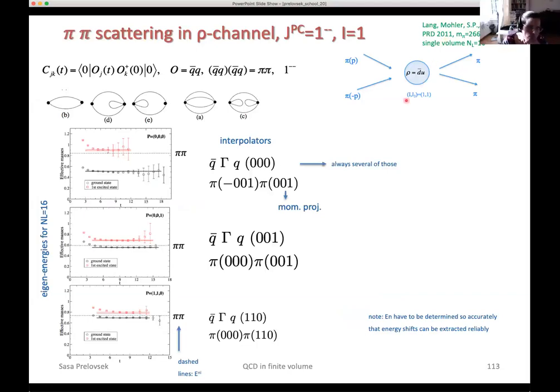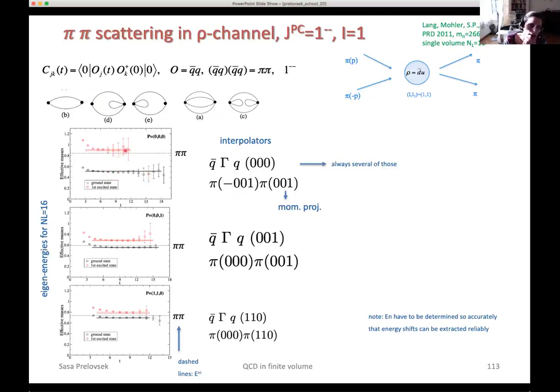So what do you do? We only had one volume. You need to determine the two-pion discrete energies in finite volume. So you will take this kind of interpolators. For example, for total momentum zero, you have various interpolators of q bar q and of two pions. If the total momentum is zero, the pions can have momentum 1 and minus 1. You use these interpolators and then compute the correlation function. These would be the Wick contractions you need to evaluate, and we did evaluate them with the distillation method like most current studies. Then you extract the eigenenergies.